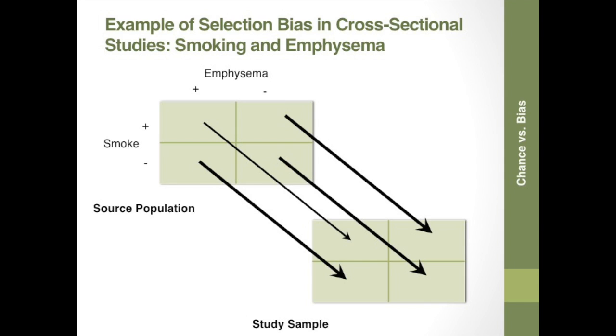For example, smoking is a cause of emphysema, but people with emphysema who also smoke have shorter survival than people who don't smoke. Here's what this looks like schematically. You perform a cross-sectional study, and smokers who also have emphysema are going to be relatively undersampled because of their survival disadvantage. The final result is an underestimate of the association between smoking and emphysema.